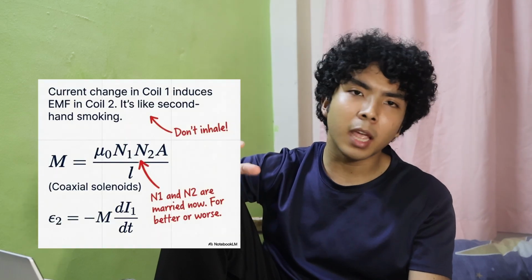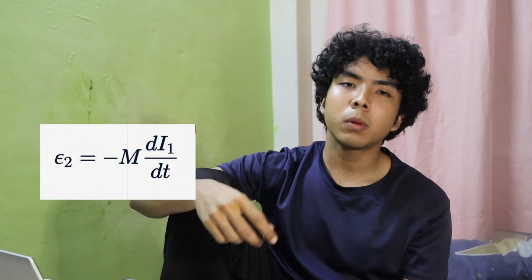Mutual inductance. Formula for mutual inductance M is M equals to mu naught N1 N2 A over l. You see, we combine N1 and N2. They marry now. Also, EMF in second coil depend on current change in first coil. Epsilon 2 equals to negative M di dt.